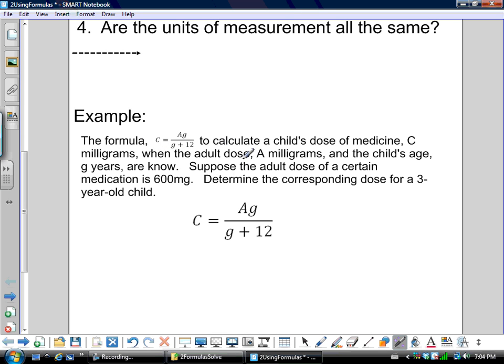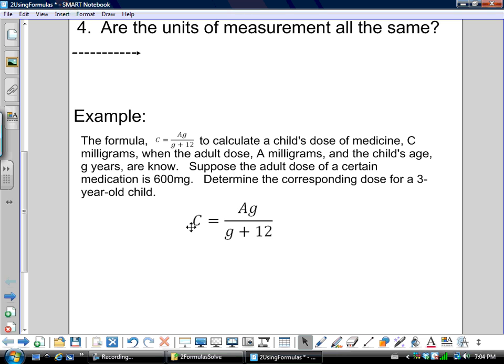So this is the formula, and it's used to calculate a child's dose of medicine, C milligrams, when the adult dose, A milligrams, and the child's age, G years, are known. Suppose the adult dose of a certain medication is 600 milligrams. Determine the corresponding dose for a 3-year-old child. All right, an awful lot of information there. Now we have to go back and determine what each of those letters stands for.